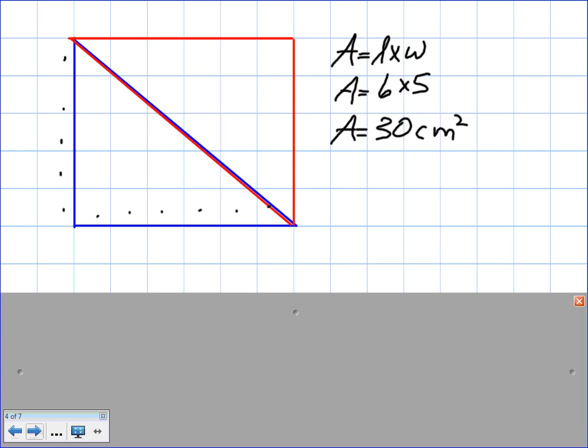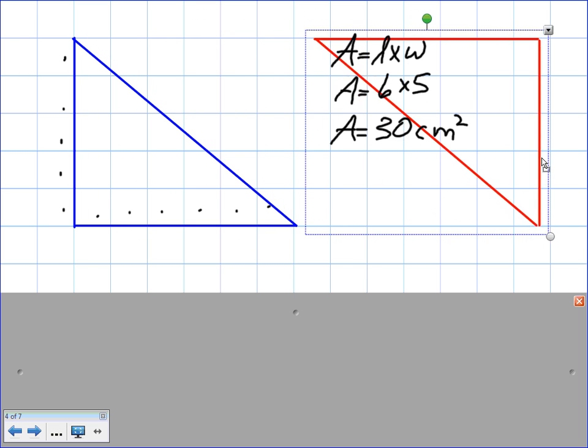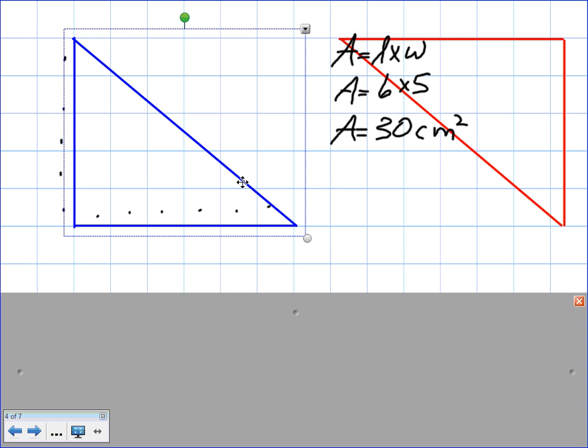To get back to triangles, if I take my rectangle and these triangles happen to be mirror images of one another, what I'm going to do is slide the red guy out of the way here, and push him off to the side for a minute. What I've done is cut my rectangle in half.